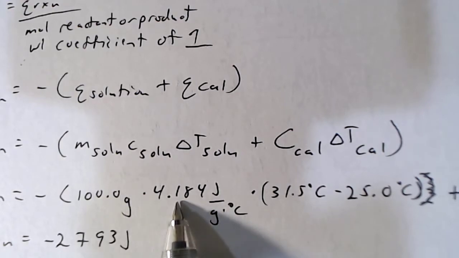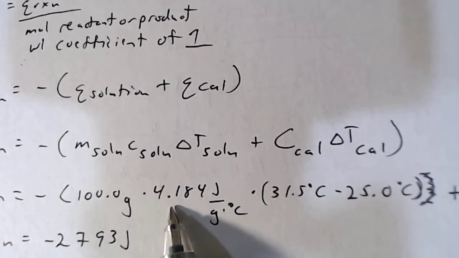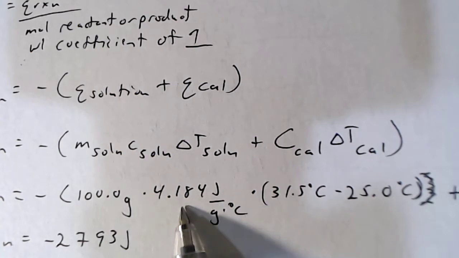And those solutions were not entirely water. They were 95% water or so. So the specific heat of that solution is not exactly 4.184 joules per gram degree Celsius, but it's very close to that. And so anytime that we're dealing with an aqueous solution, something that's mostly water, we're going to assume a specific heat of 4.184 joules per gram degree Celsius.